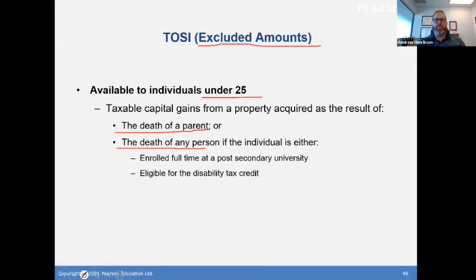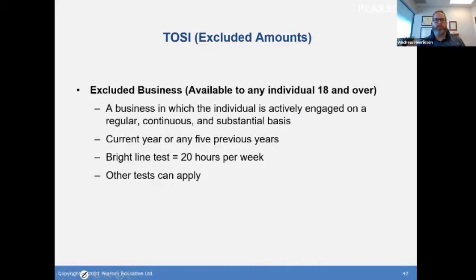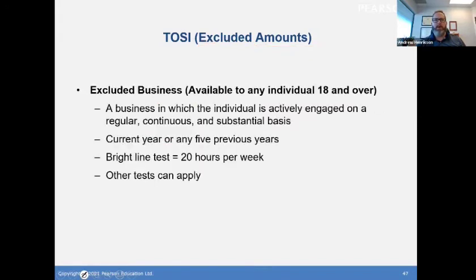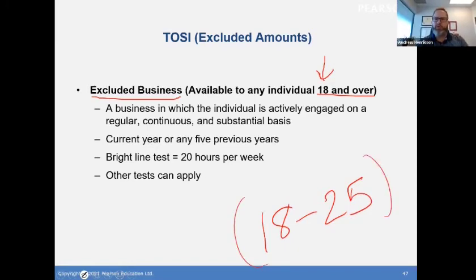Excluded amounts, the thing that's going to matter here is the age. You'll notice, we have excluded amounts, that's available to individuals under 25. And then we have excluded business, that's available to an individual 18 and over. So still always, we're talking here about adults. But there is a window between 18 and 25 where we have some restrictions.